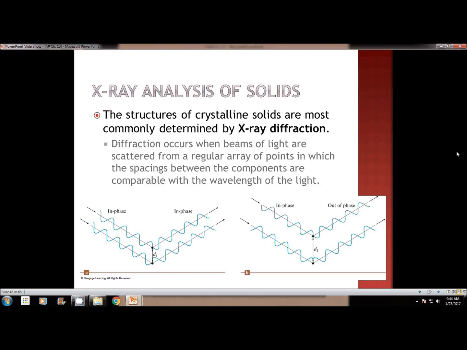For A, on the left, they're in phase together when they go in and out. So both the incident rays and the reflected rays are also in phase. In this case, D1 is such that the difference in the distances traveled by the two rays is a whole number of wavelengths. Picture B shows that going in, they're in phase, but going out, they're out of phase. In this case, D2, the difference in distance traveled, is an odd number of half wavelengths, so they don't match up like they do in picture A.